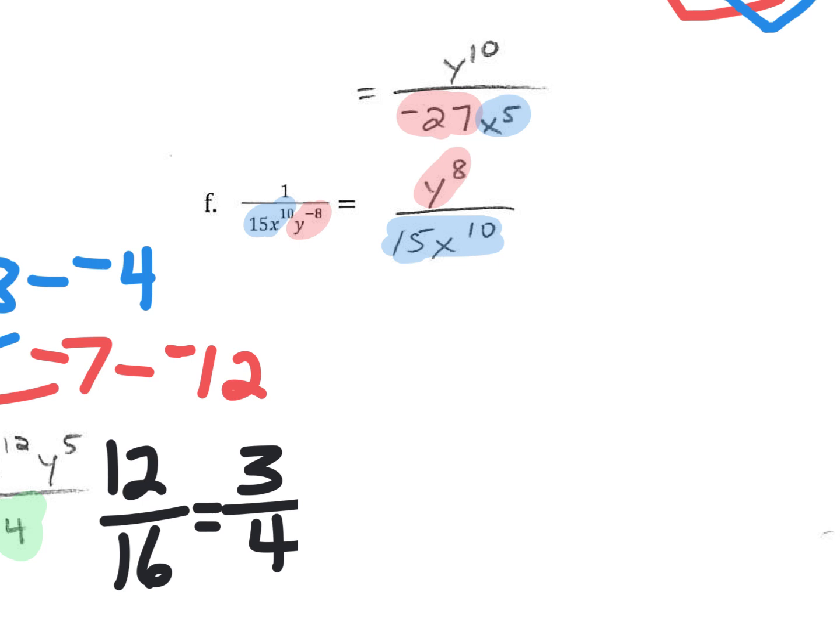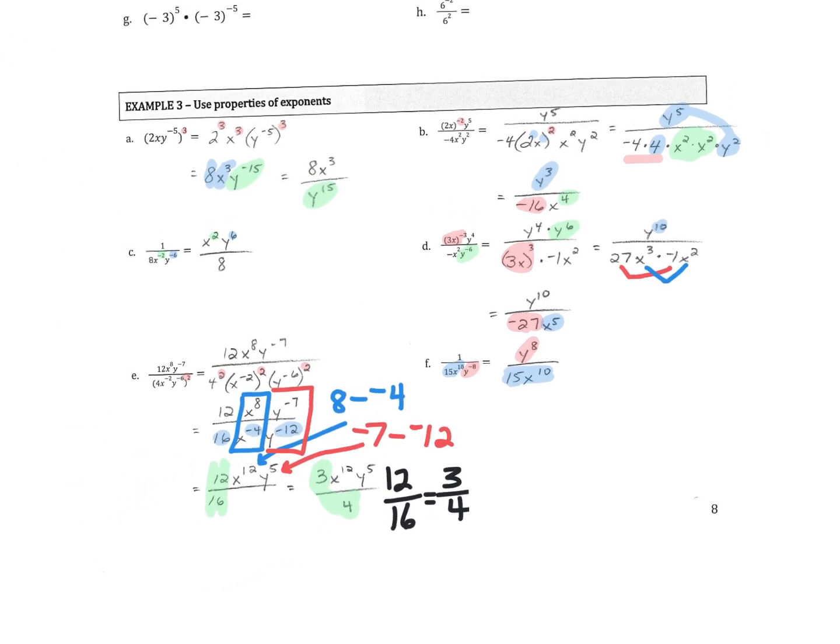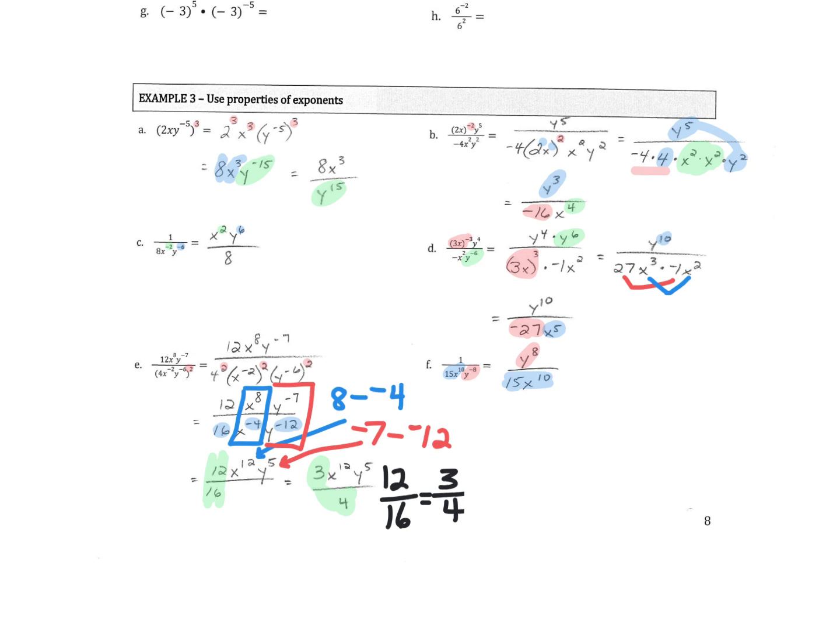So that's a summary of using all of these properties together from 8.1, 8.2, and 8.3.